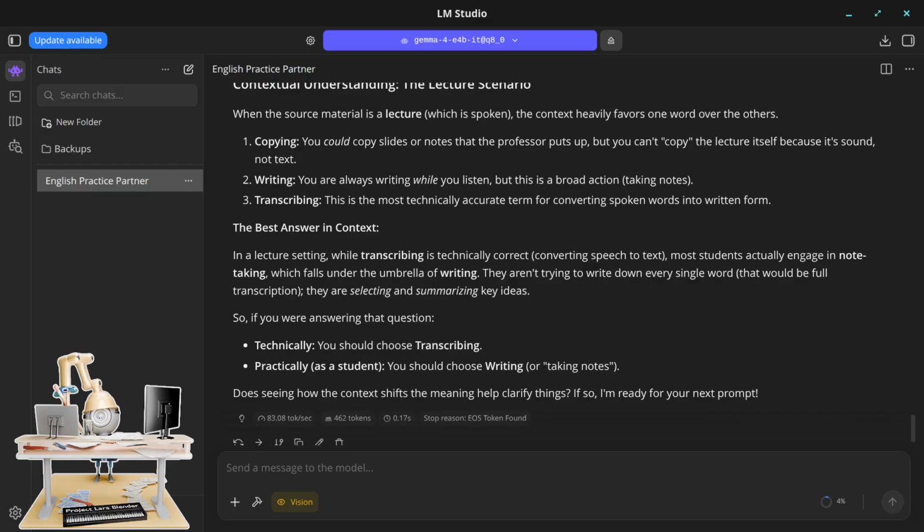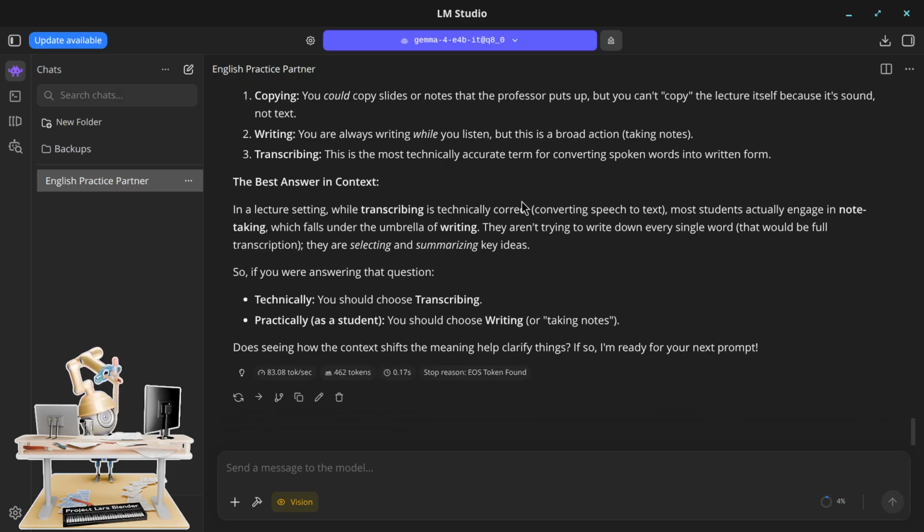Okay, writing down some notes. I think they aren't trying to write down every single word. That would be full transcription. They are selecting and summarizing key ideas. Yeah, of course they would. I mean, that's super boring. That's completely, what I did was completely for nothing, I think. Maybe not, but I think so. But it doesn't really matter.